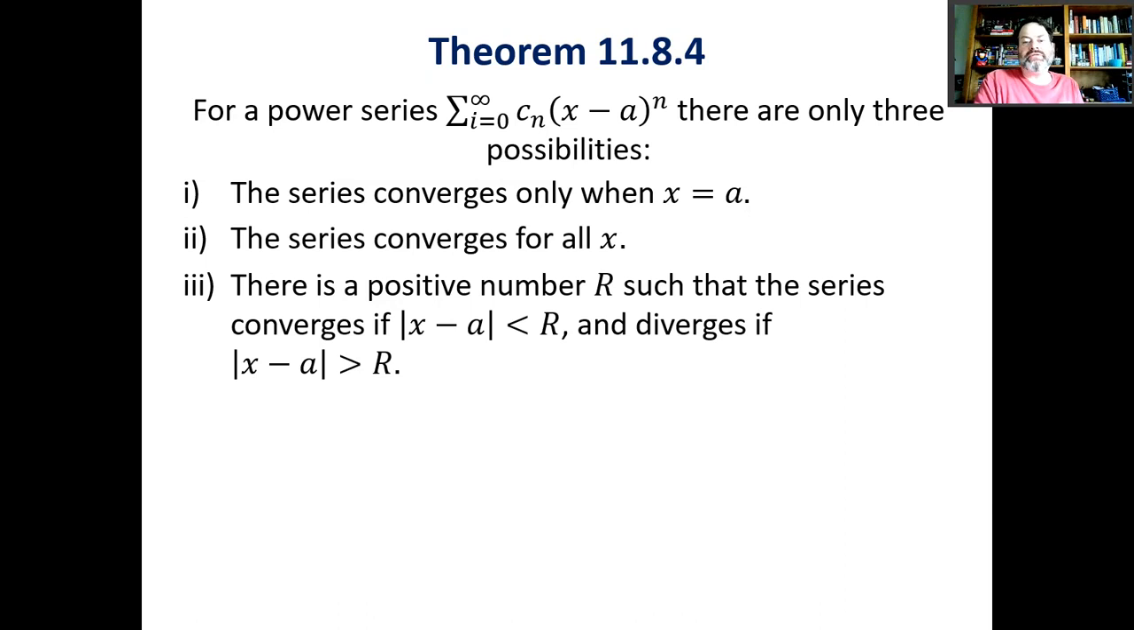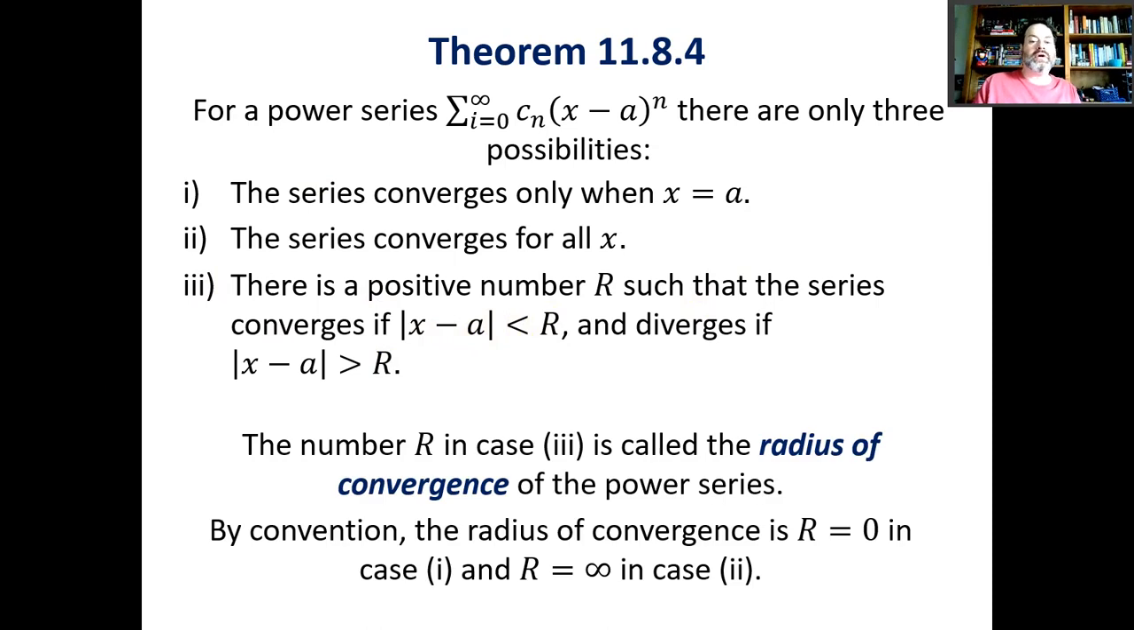Or there's a positive number r such that the series converges if the absolute value of x minus a is less than r, and diverges if it is greater than r. So we saw that in example 1, right? a happened to be 0 in that problem. So we just had absolute value of x is less than 1, so r was 1. r is called the radius of convergence.